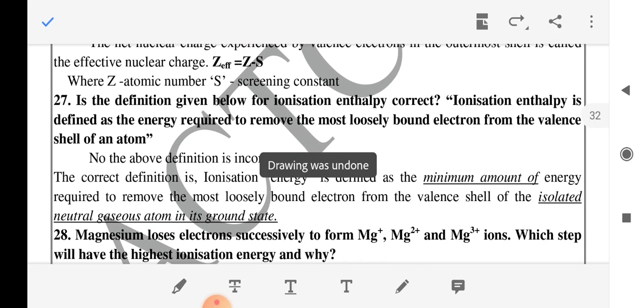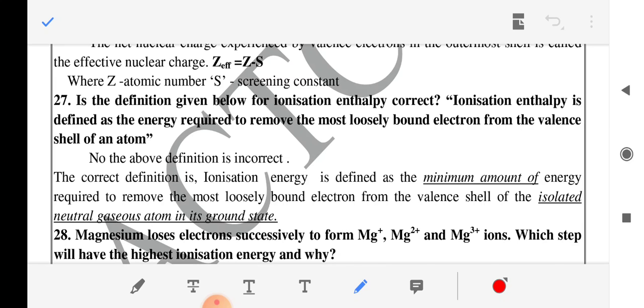Then third question, is the definition given below for ionization enthalpy correct? That is, ionization enthalpy is defined as the energy required to remove the most loosely bound electron from the valence shell of the atom. This definition is incorrect, because the correct definition of ionization enthalpy is the minimum amount of energy required to remove the most loosely bound electron from the valence shell of the isolated neutral gaseous atom in the ground state.